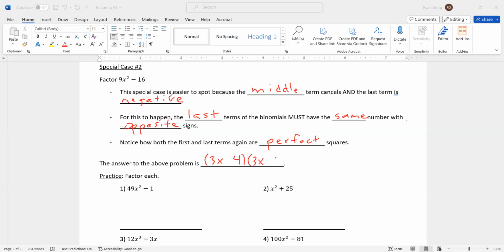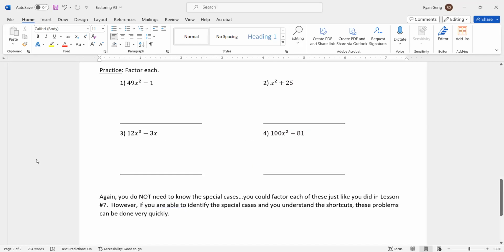3x and 4. Now, unlike the front, you have to have opposite signs. They are the exact same except for the signs. And if you FOIL that back out, you'll see that you get 9x squared minus 16. All right, so let's do a couple more practice. These are a little bit quicker.